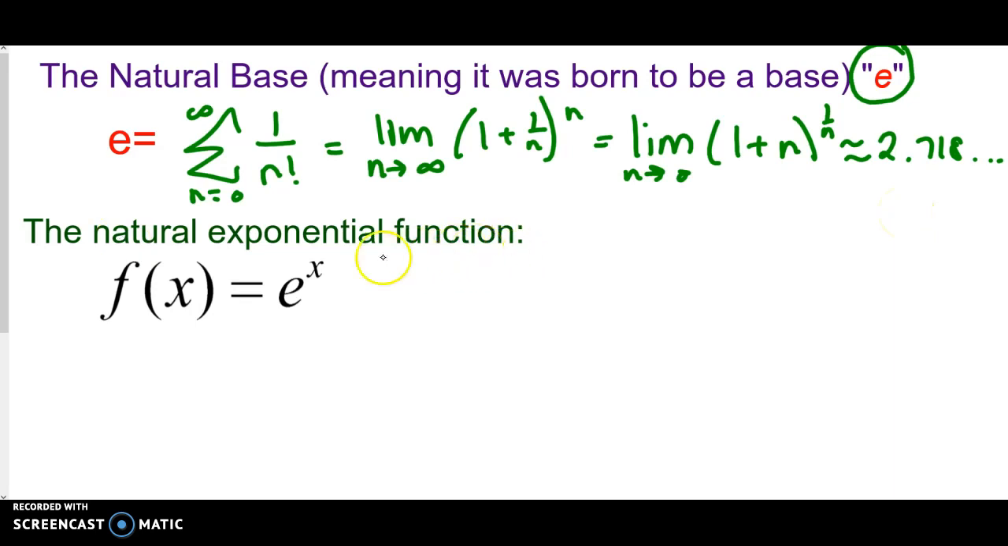So the natural exponential function is f of x equals e to the x, where e is the number e. It's not a variable. You don't plug things in, okay? Don't be silly.